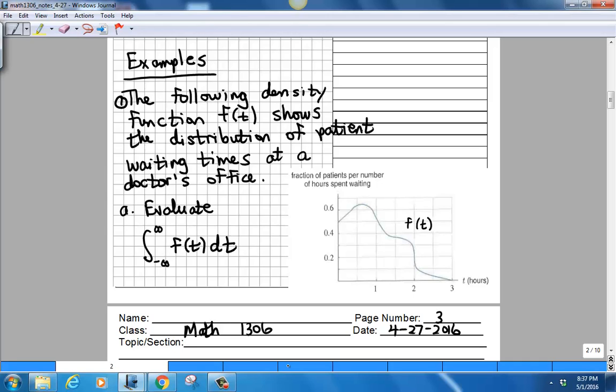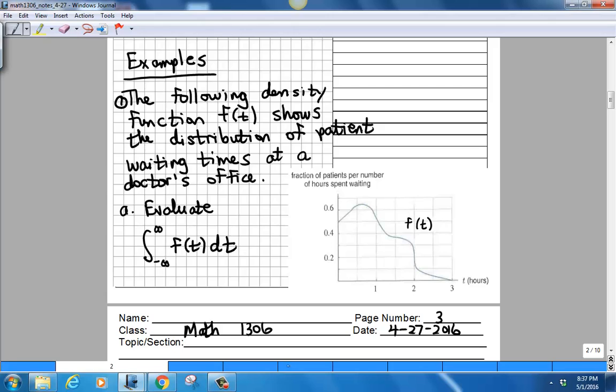The input variable here to this density function is the waiting time of these patients for their appointment. And again, the total area under the curve, down to the t-axis in this case, represents abstractly the total population of the patients.